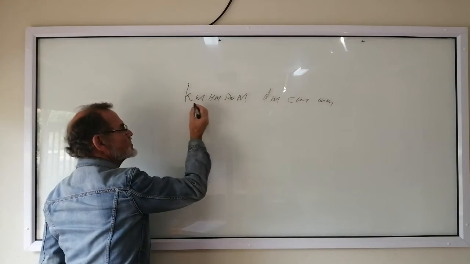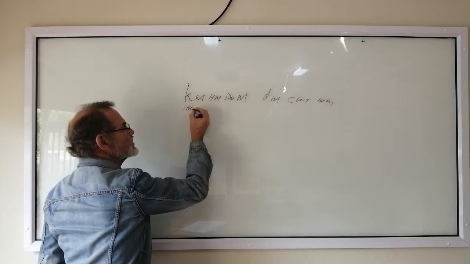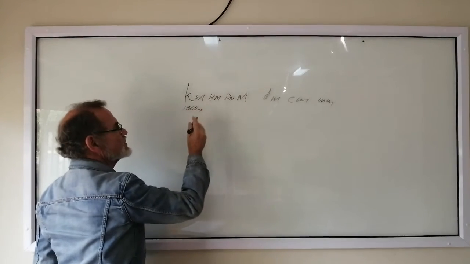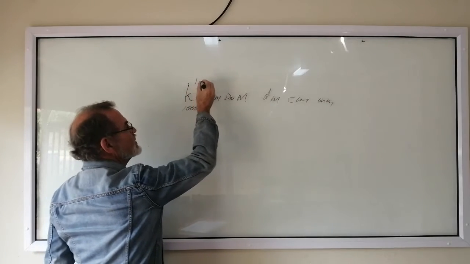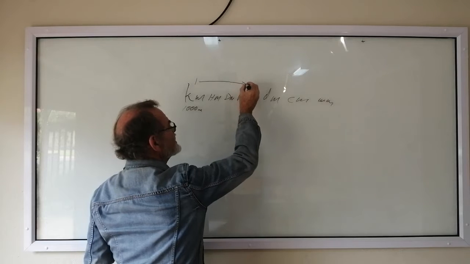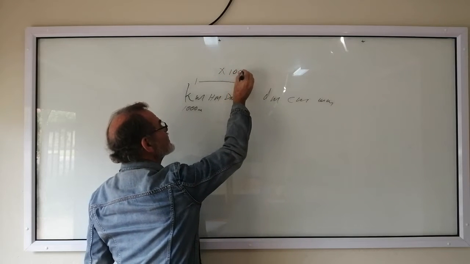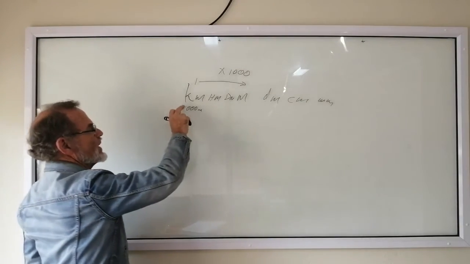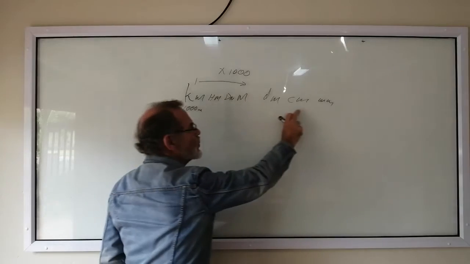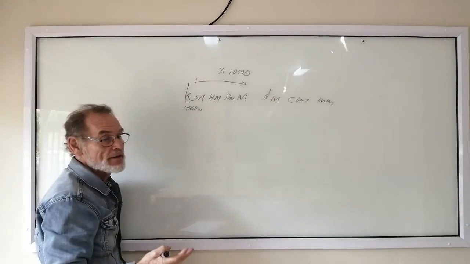When you go this way, a kilometer will be 1,000 meters. Okay? So to get from 1 kilometer to meters, you're going to multiply by 1,000. Make sure that when the units get smaller, the number becomes bigger.